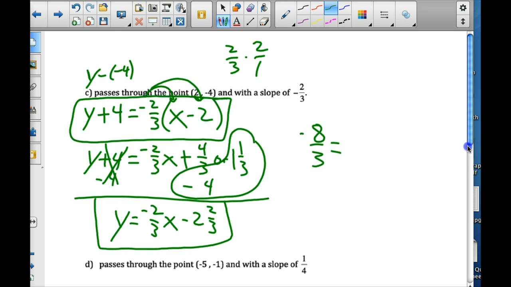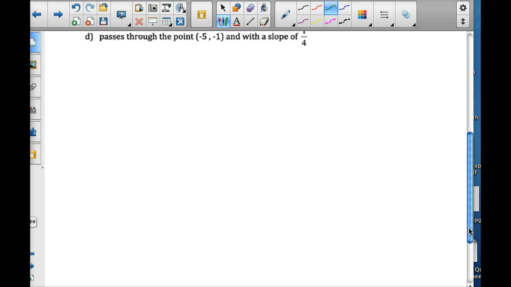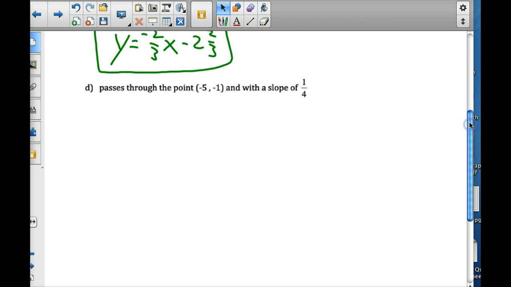All right, last one, guys, go. You guys are doing awesome. Goes through the point -5, -1. We got the slope of 1/4. You're given a point and the slope. Use point slope form. Max Diaz, you want to give it a shot? I think you can do it.